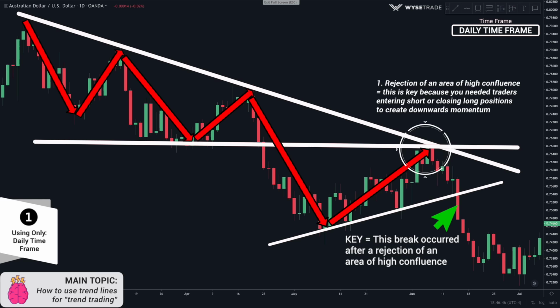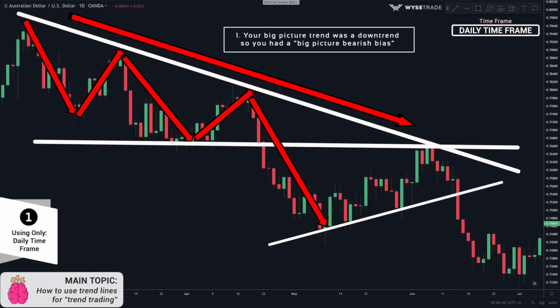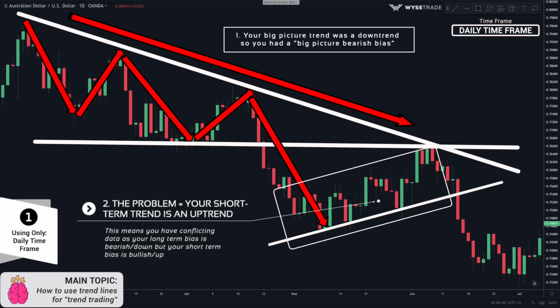First, your big picture trend was a downtrend, so you had a big picture bearish bias. The problem is your short-term trend was an uptrend, meaning price is currently moving with bullish momentum and can easily break right through your long-term trend line. This is why we needed to wait and see if we could get bearish price action to occur inside of the short-term uptrend so that the short-term trend would be bearish to match the long-term bearish trend.